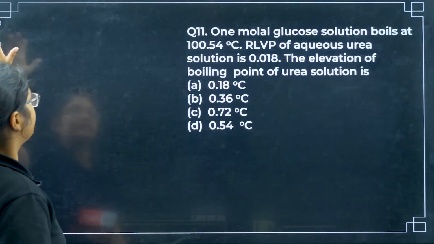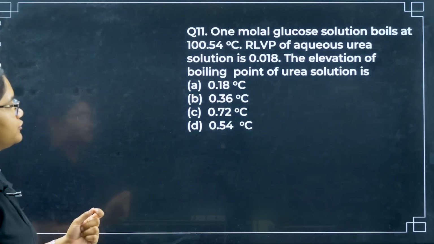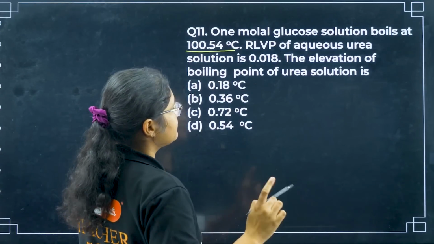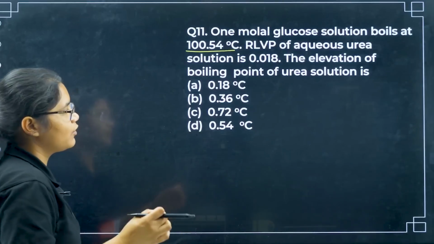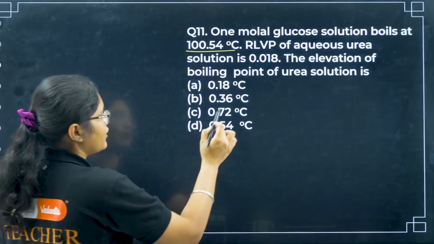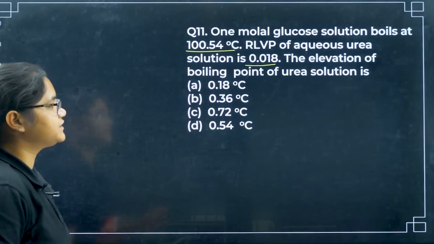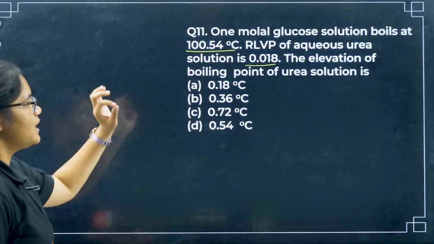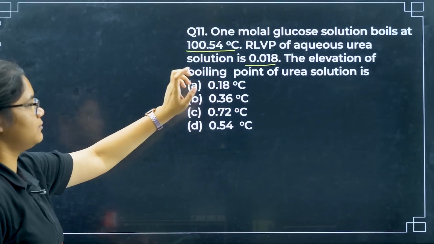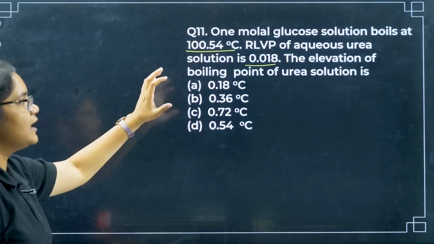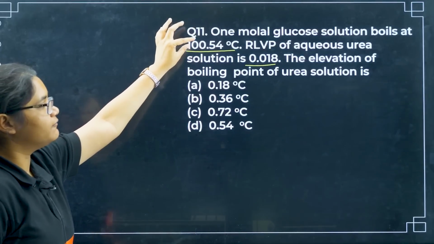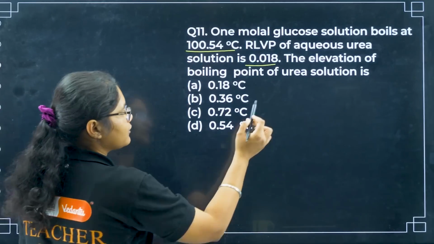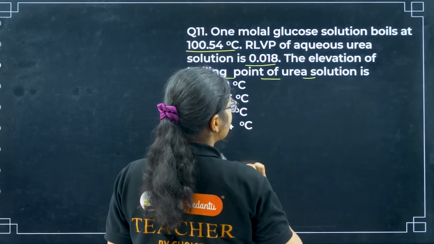Next, a 1 molar glucose solution boils at 100.54 degrees Celsius. The RLVP, that is the relative lowering of vapor pressure of the aqueous urea solution, is 0.018. The elevation in the boiling point of the urea solution is? A very, very important question. Now see, 1 molar glucose solution boils at this much degree Celsius. What is the point of giving this value? We have to find the value of Kb from here. Let's go backward. What I have to calculate is the elevation of the boiling point of urea solution.